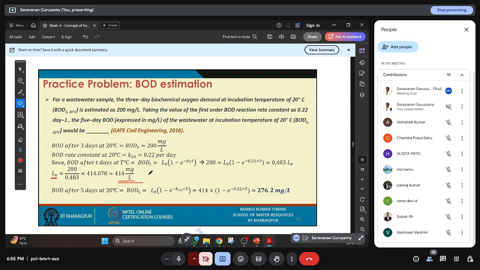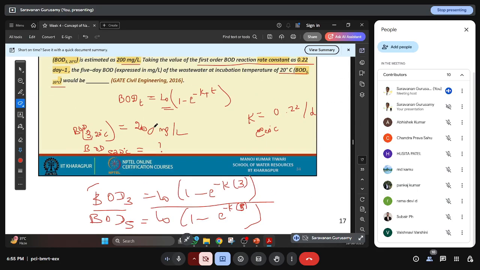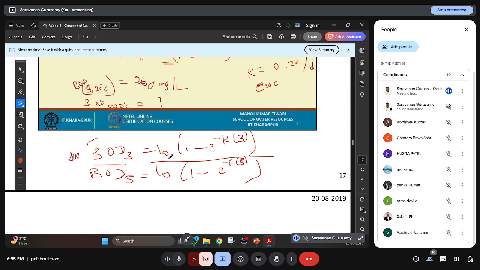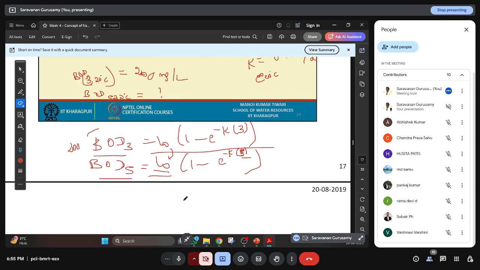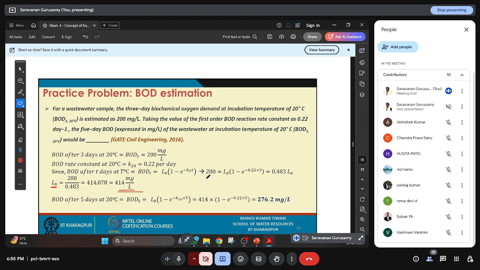See, this value is given as 200. So if you substitute 200, you can find L0. That L0, if you put here, you will get the BOD 5 value. All the others are known values. K is known, t is known. Only L0 is required, and L0 you can find from BOD 3, which is given. You understand? Substitute in the formula: 200 equal to L0 into 1 minus e power minus k into 3. So here you can find the L0 value. That L0, if you substitute in BOD 5 days, you will get the answer. You got it?